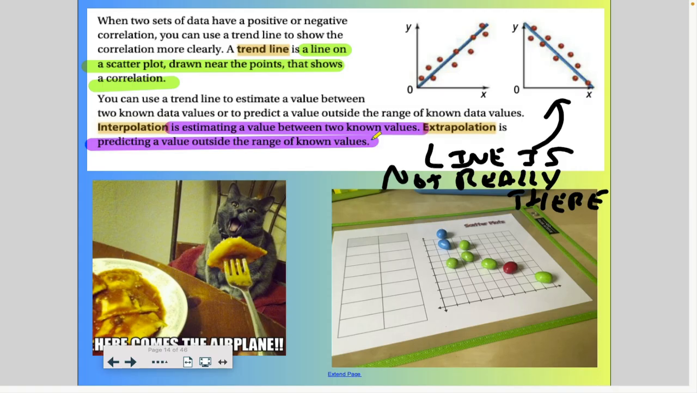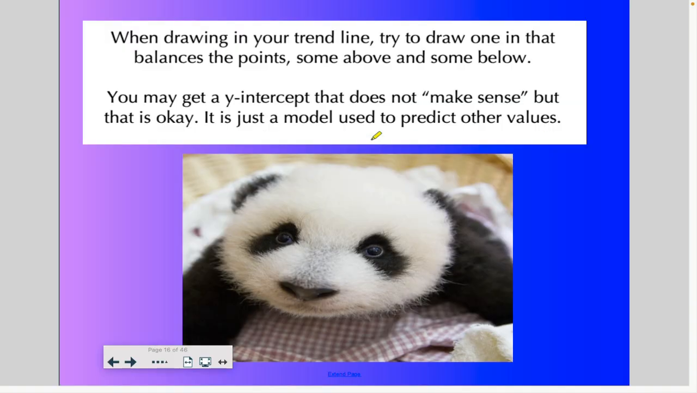Okay? But the whole reason we draw these lines in, it's not because I'm asking you to do it. It's because it helps us make predictions for data that's not actually linear. Okay? Now, this note is important. That's why you don't have to write it. I wrote it for you. When drawing in your trend line, the whole point of today, you're trying to draw one in that balances the points. Usually the same amount above as below. And you may get a y-intercept that does not make sense, but that's okay.